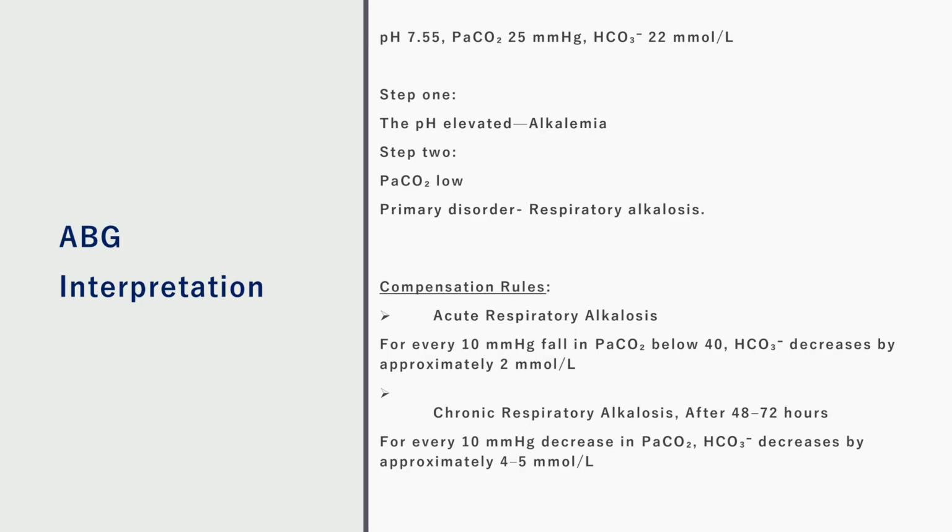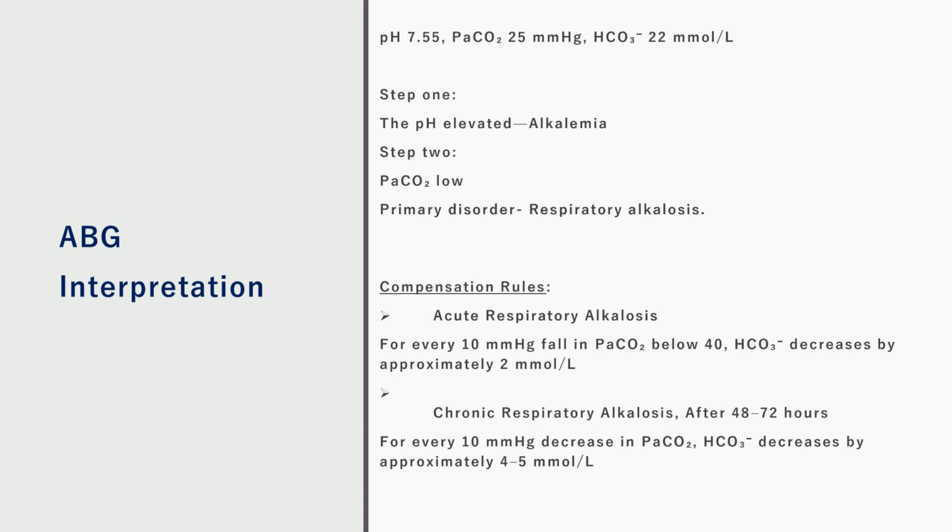Suppose the ABG shows pH 7.55, CO2 25 millimeters of mercury, bicarbonate 22 millimole per liter. Step 1. The pH is elevated, so alkalemia is present. Step 2. CO2 is low. Therefore, the primary disorder is respiratory alkalosis. Now evaluate compensation.